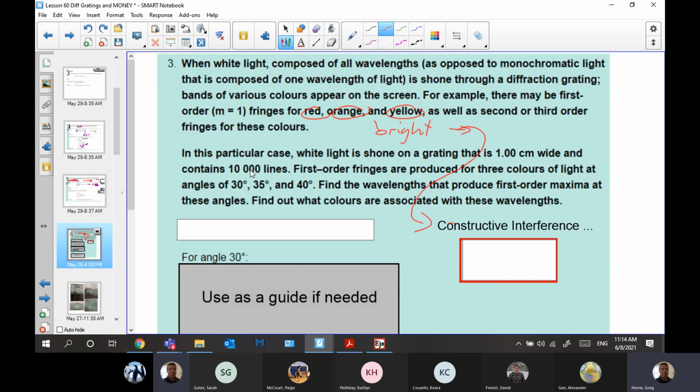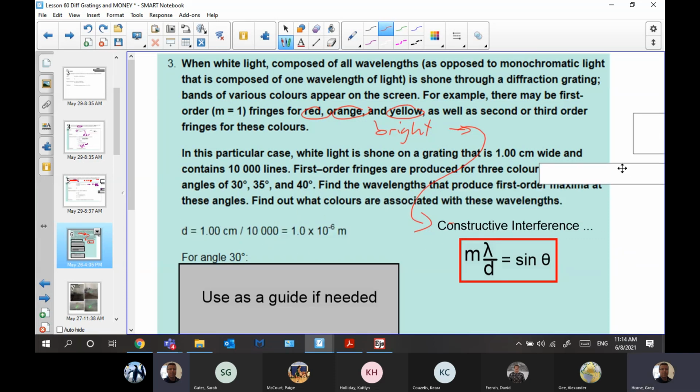And they tell us line density. They tell us because 1 centimeter is this many lines. We have angles, and we want wavelengths for certain numbers. So again, we're looking at that formula. So obviously our line density thing would still happen first. But yeah, you're just going to plug in numbers, right? So what are the colors associated with these wavelengths? That allows you to get the wavelength for red, the wavelength for orange, the wavelength for yellow. The wavelength for red corresponds to 30. Wavelength for orange corresponds to 35.